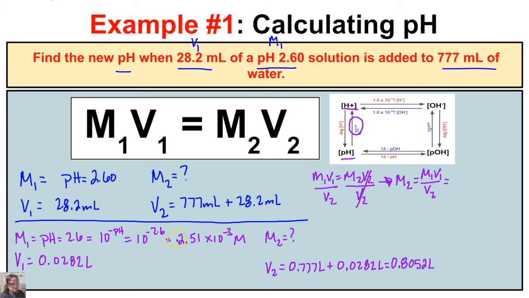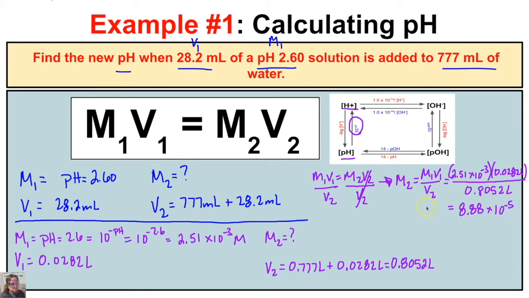And so what is M1 in this problem? If we take a look, M1 is 2.51 times 10 to the negative third. What is V1? V1 is going to be 0.0282 liters, and we're going to divide this by V2. What is V2? That's right here. It's 0.8052 liters. And so when we put this in our calculator, we're going to end up with 8.88 times 10 to the negative fifth.